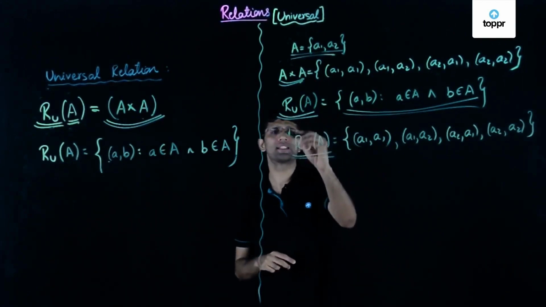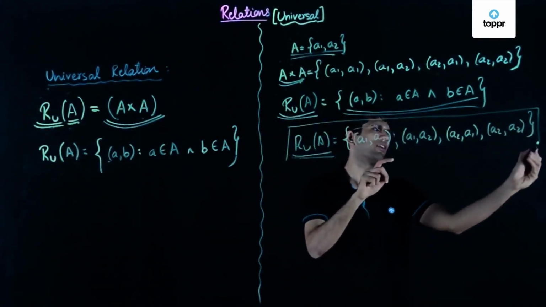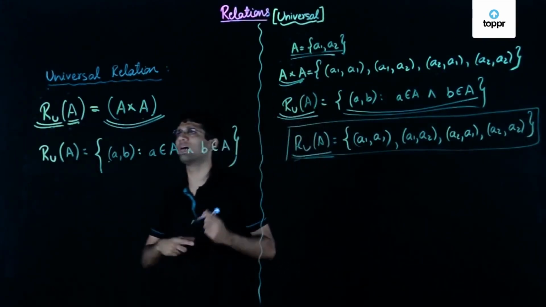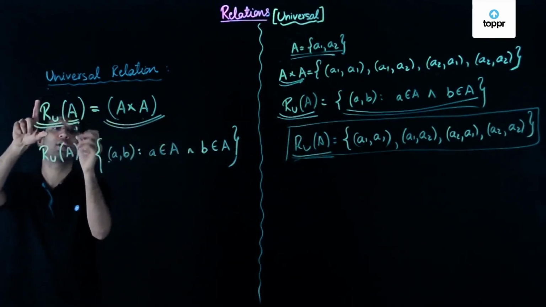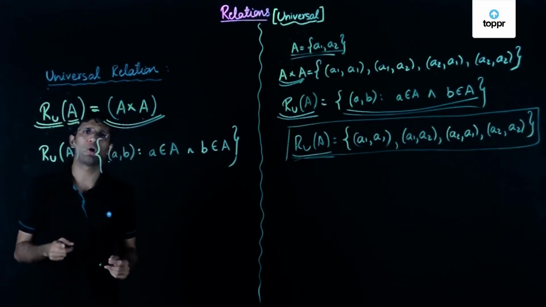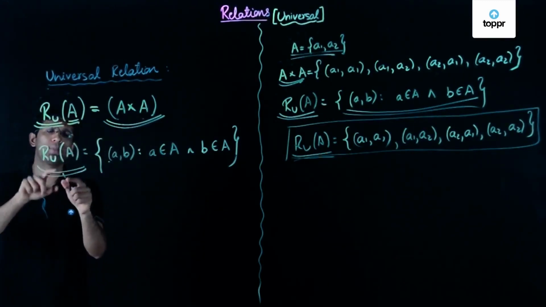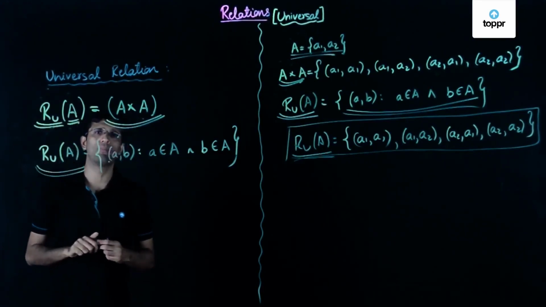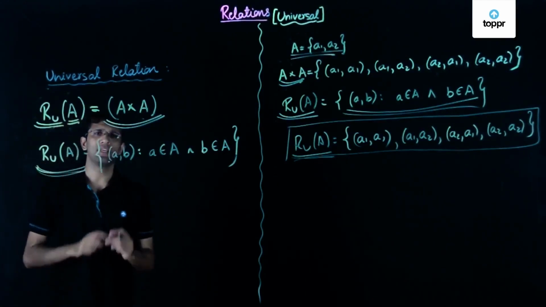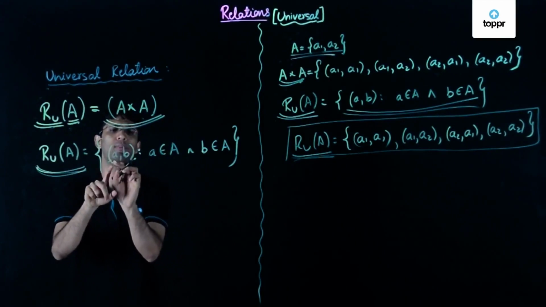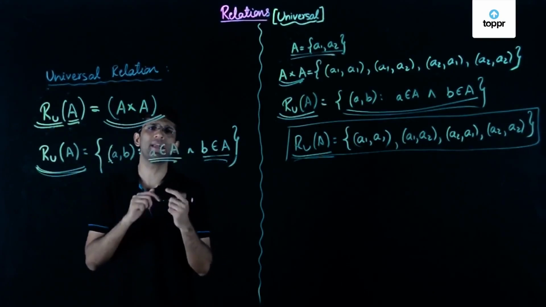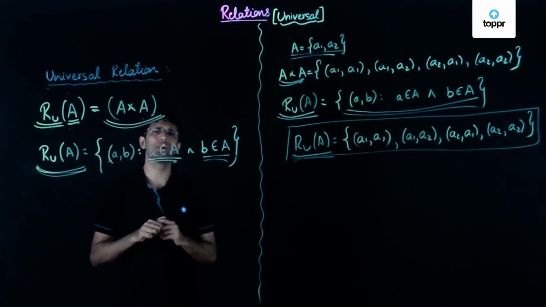So we now have this relation which consists of the set of all ordered pairs that are there in A cross A. We have defined a universal relation on a set A as consisting of all the ordered pairs that are there in the Cartesian product of A with itself. We can also represent this universal relation using the set builder form. Using the set builder form, we can write the universal relation on a set A as consisting of all ordered pairs of the form (a, b), where a belongs to the set A and b also belongs to the set A. So we have now seen what a universal relation is.